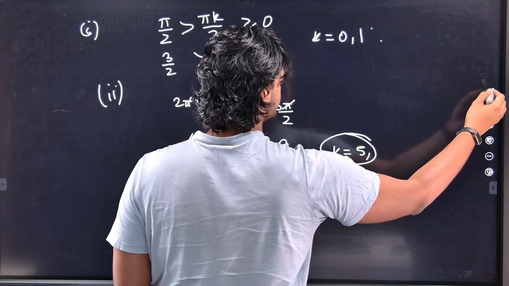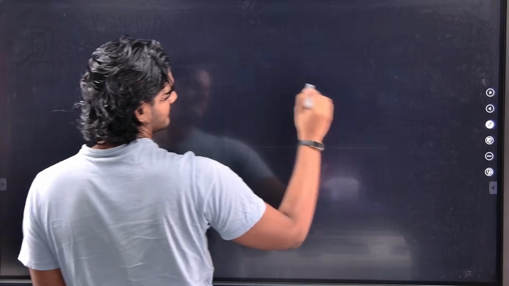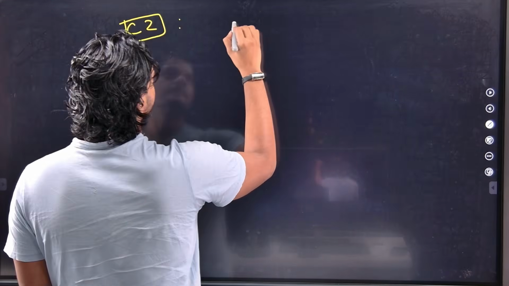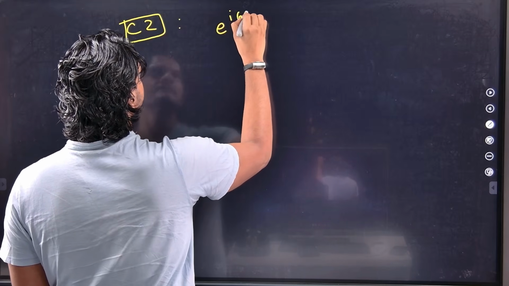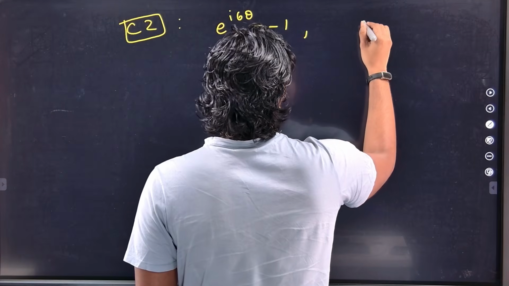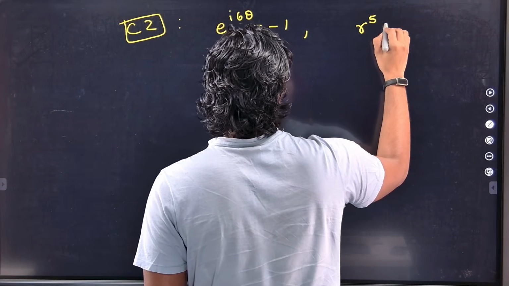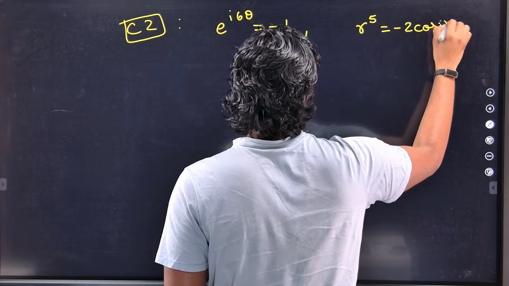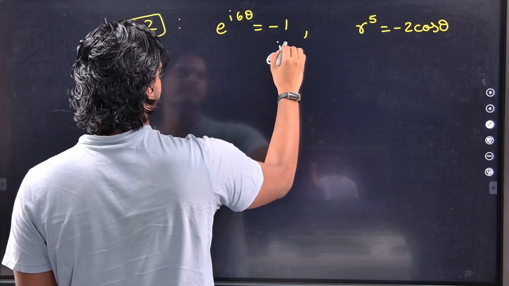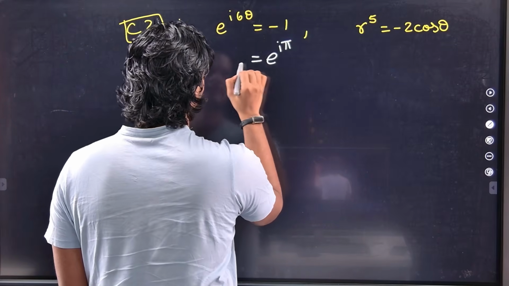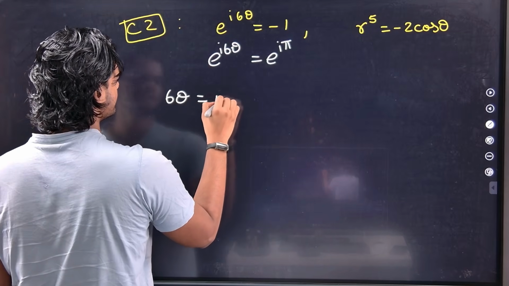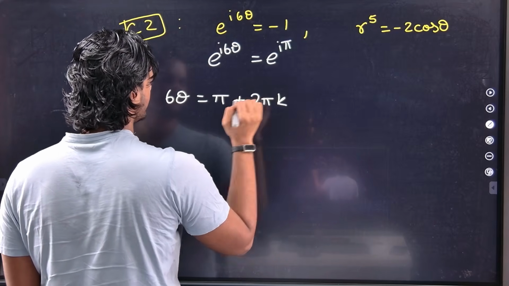We'll do case 2. Very similar. So what is case 2 saying? That e power i 6 theta is minus 1, and what was the other one? r power 5 was minus 2 cos theta. So I want you to see that minus 1, what is the basic minus 1 thing? e power i pi, the most famous. This is equal to e power i 6 theta. So 6 theta can be written as pi plus 2 pi k.